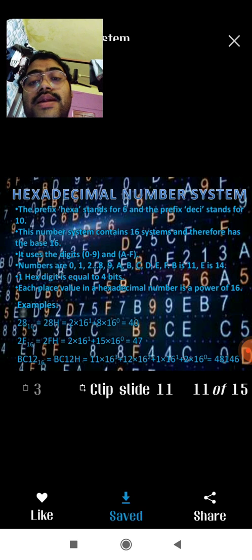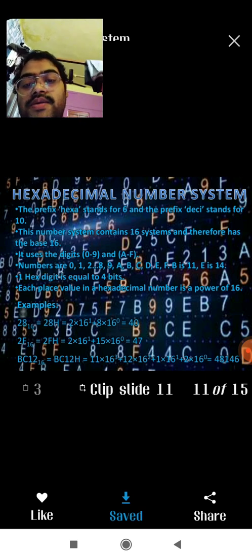Then the hexadecimal number system, it has a base of 16. Example: 28 base 16 equal to 28H: 2 into 16 to the power 1 plus 8 into 16 to the power 0 equal to 40.